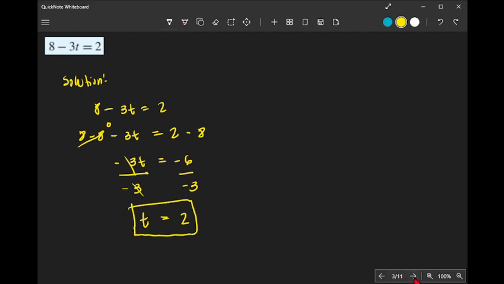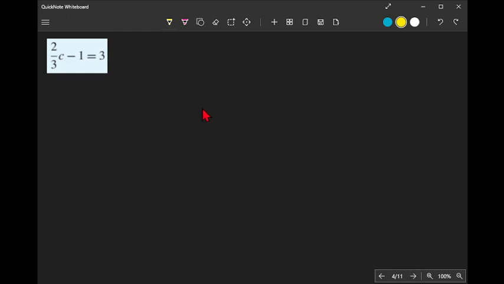Okay, next. So we have 2/3c minus 1 is equal to 3. For this one, we again copy first our given equation: 2/3c minus 1 is equal to 3. So for this one, we need to first have our equation so that there will be no fraction. By doing that, we need to find a way that our 3 here will be cancelled. So we need to multiply both sides of the equation by 3.